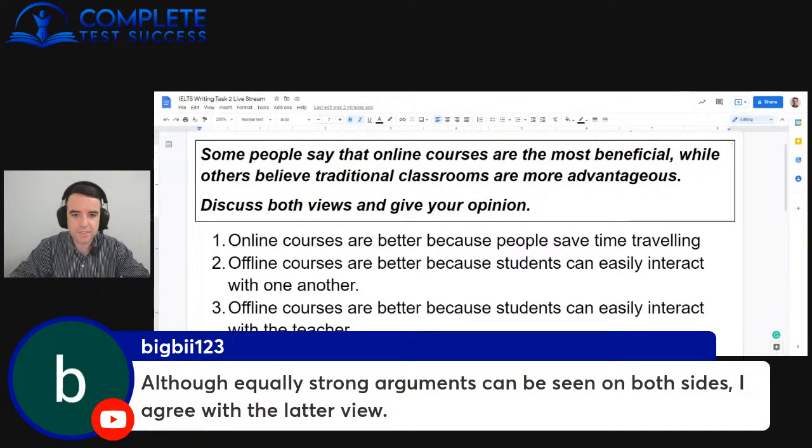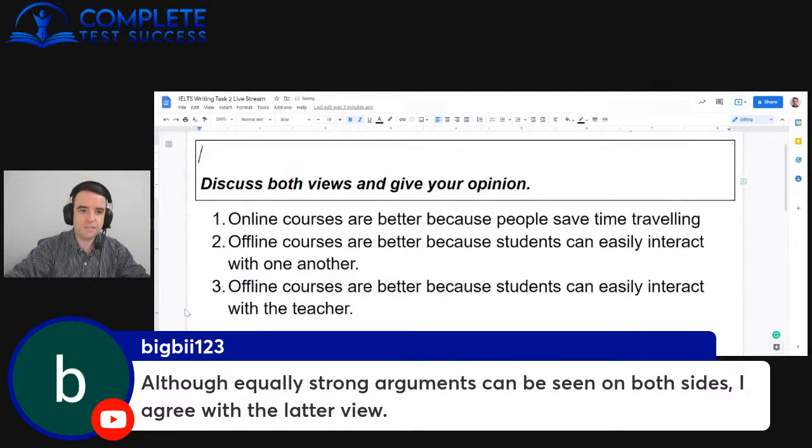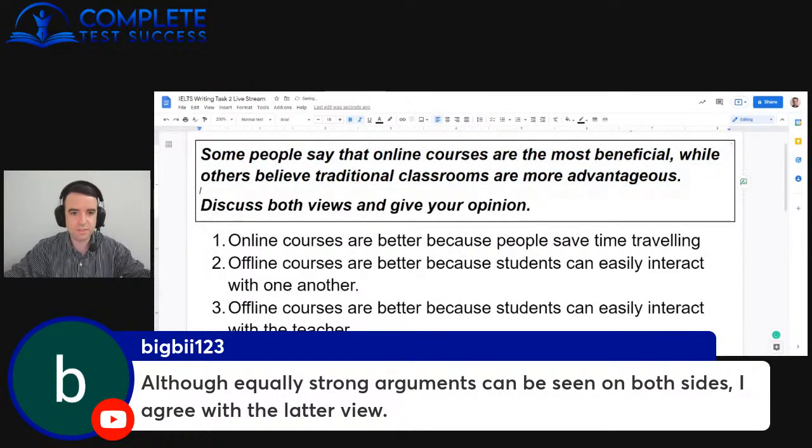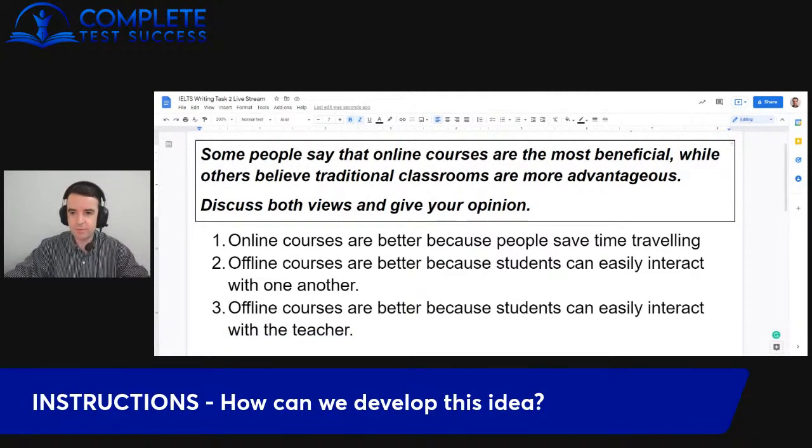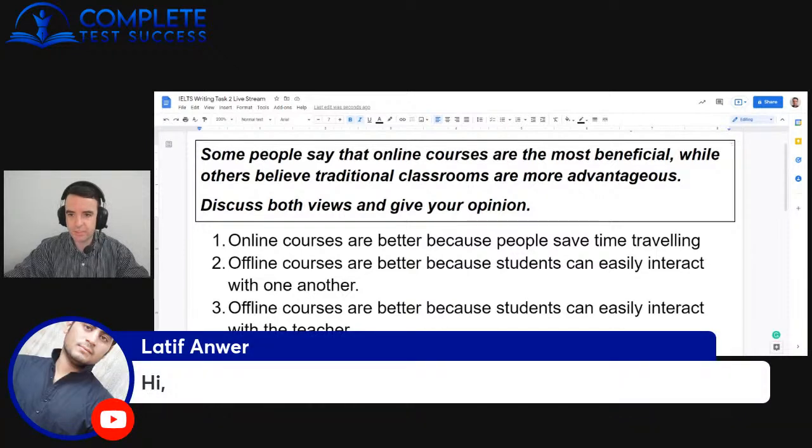Although equally strong arguments can be seen on both sides, I agree with the latter view. And again, that's not really the best way, because if I gave you a question without the question statement, you could write this. You just see discuss both views and give your own opinion, and you go, okay, I'm going to write this in my essay. It doesn't show any understanding of the question. It doesn't show any ability to construct a sentence. So don't use that type of sentence where it doesn't really incorporate what the question is about. Those aren't helpful for your score, and the examiner will pretty much discount that. They won't use that to factor into your score.